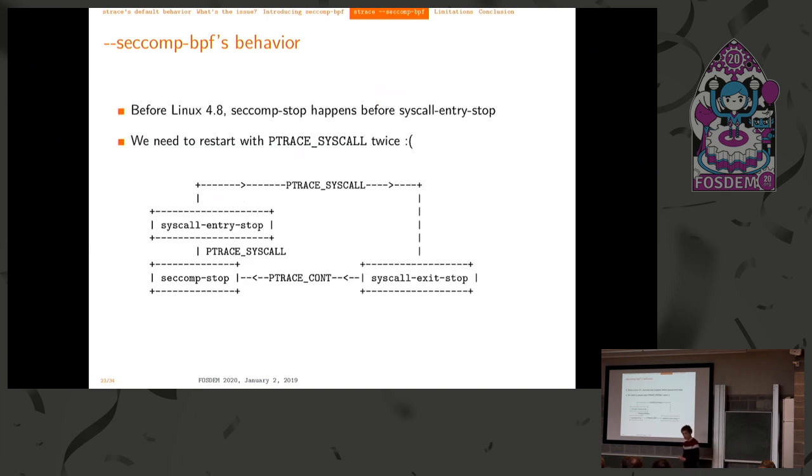There's one caveat to this, however. In Linux, before Linux 4.8, the second stop happened before the syscall entry. So what that means is that we can do the same as before, so we can restart it with ptrace continue at first. But then once we reach the second stop, we have to restart it with ptrace syscall to get to the entry, and then again to get to the exit. And because of that, in Linux before 4.8, we have two stops per syscall instead of one when the seccomp-bpf option is enabled.